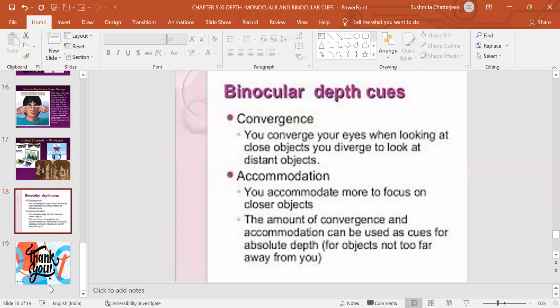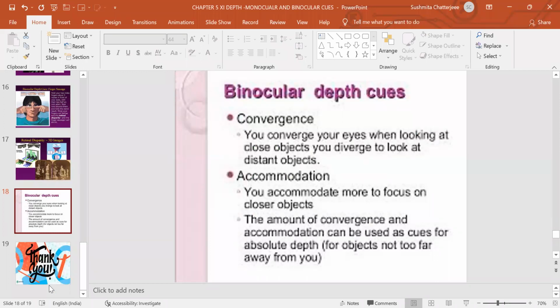And the last one is accommodation. It refers to the process by which we focus the image on the retina with the help of ciliary muscles. The ciliary muscles change the thickness of the lens of the eye. If the object is far away, the muscle becomes relaxed. But if the object is nearer, the muscle contracts and the thickness of the lens increases.